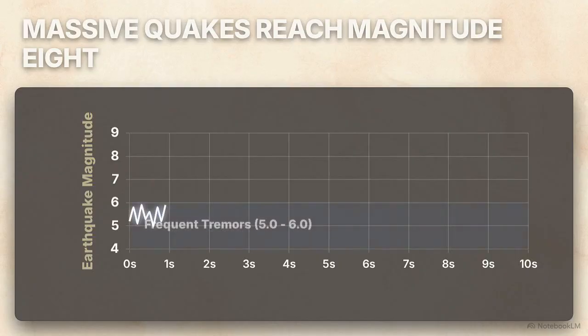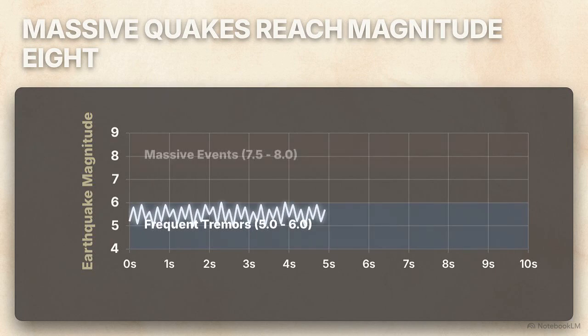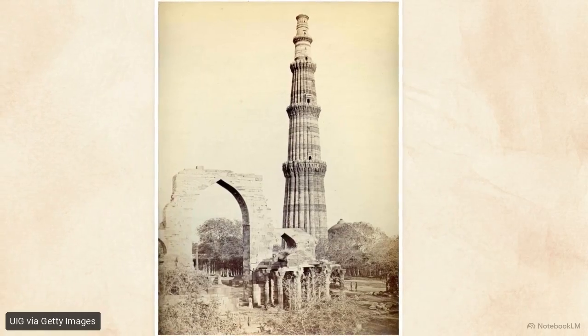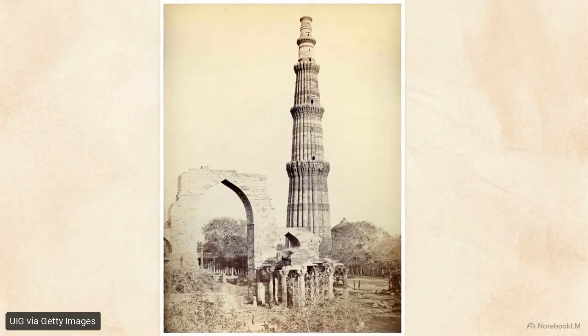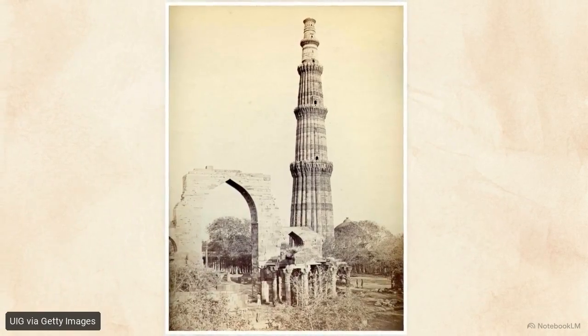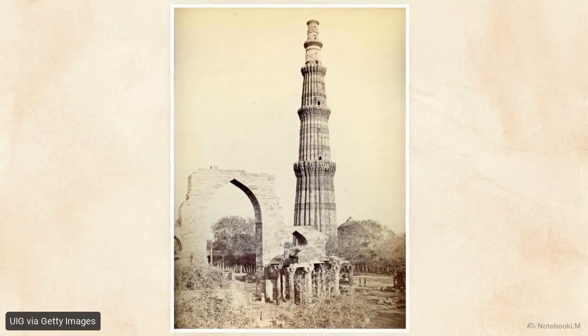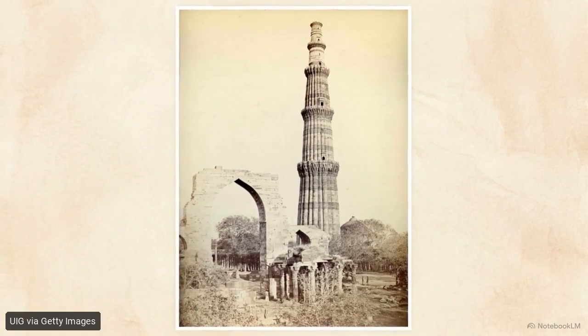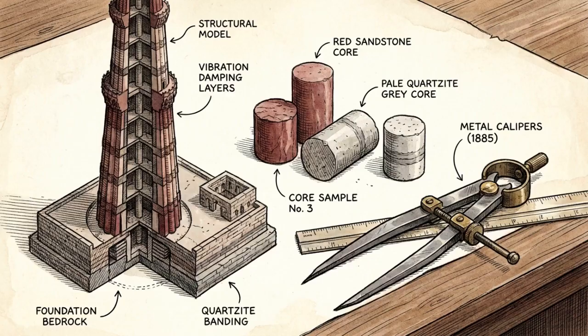While earthquakes with a magnitude of 5 to 6 are frequent, the area occasionally experiences massive events reaching magnitudes between 7.5 and 8. The minaret has survived since 1368, yet it has required continuous restoration to repair damage caused by near and far seismic activity. Preserving such massive ancient masonry from inevitable modern earthquakes requires a precise and resource-intensive structural evaluation.